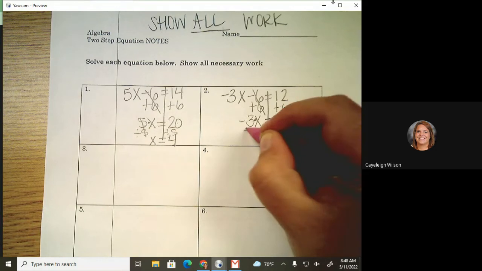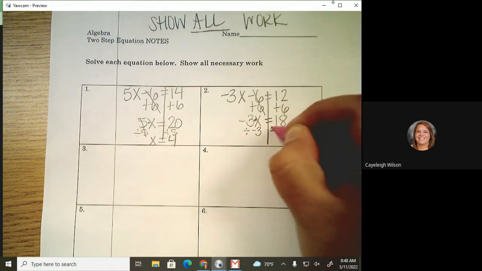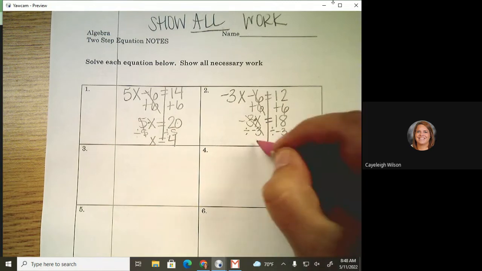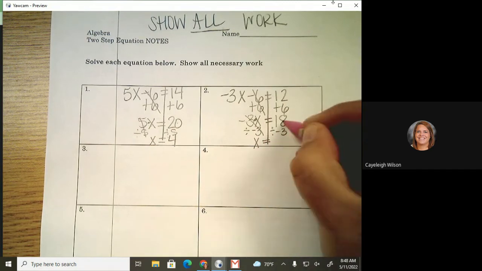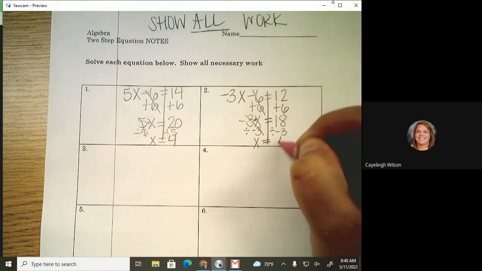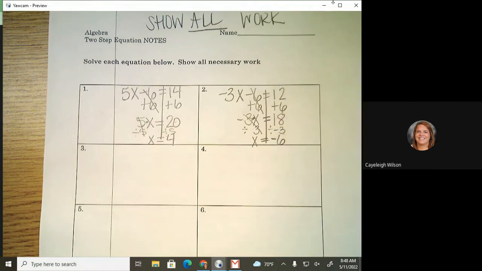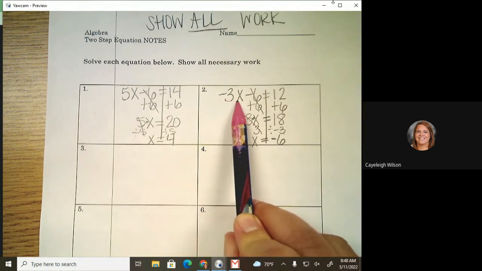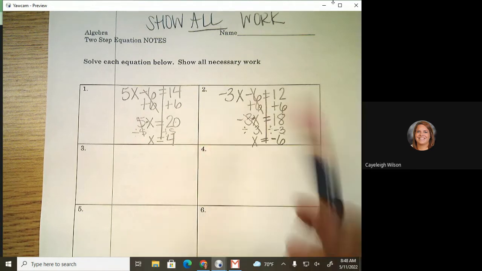So I'm going to divide by negative 3. Negative 3 divided by negative 3 is just 1x, which is x. And 18 divided by a negative 3. Well, 18 divided by 3 is 6. And a positive divided by a negative is a negative. So negative 6. And I can check it. Negative 3 times negative 6 is positive 18. And 18 minus 6 is 12. So I'm right.